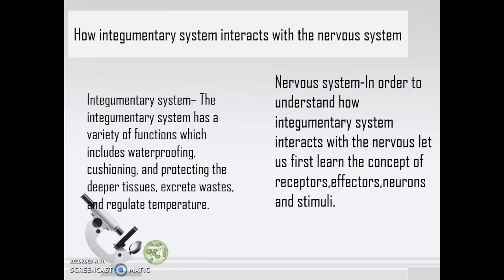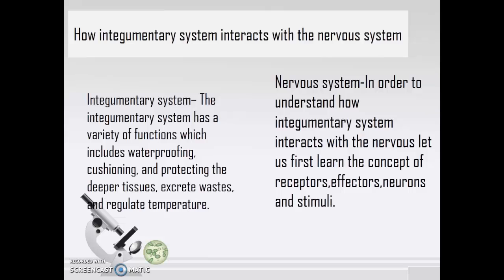Now, in order to understand how the integumentary system interacts with the nervous system of the body, we need to learn the concept of receptors, effectors, neurons, and stimuli. Without interaction with the nervous system, without getting messages from the brain, none of the body systems can work on their own. The nervous system controls all the other systems of the body through the brain, so it even interacts with the integumentary system. Let's switch to the next slide to learn about the same.